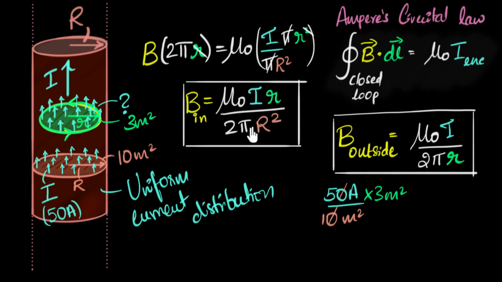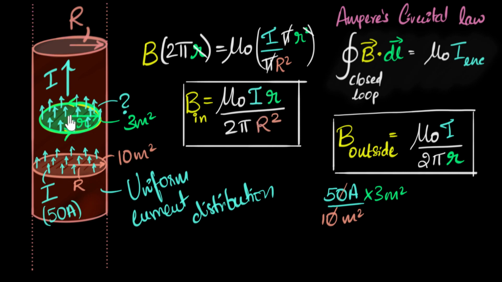Notice in the denominator, there is a capital R squared, and capital R is a constant. It's the thickness of the wire. That does not change. So as I go farther and farther away, the magnetic field starts increasing. Why is that happening? Because outside, the magnetic field starts decreasing. Why is that? Well, think about it.